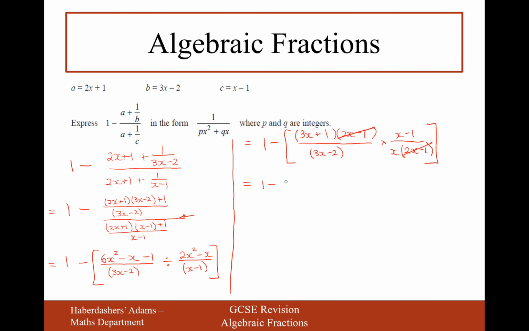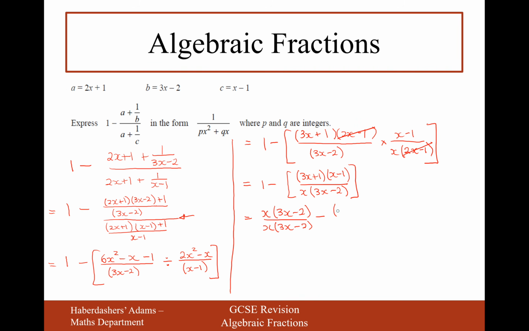So it's going to be 1 minus, and the fraction is going to be 3x plus 1, x minus 1 over x bracket 3x minus 2. Okay, so there we are. That's the fraction that we're going to be subtracting from 1. So I'm going to rewrite the 1 as x bracket 3x minus 2 over x bracket 3x minus 2 to create the common denominator.